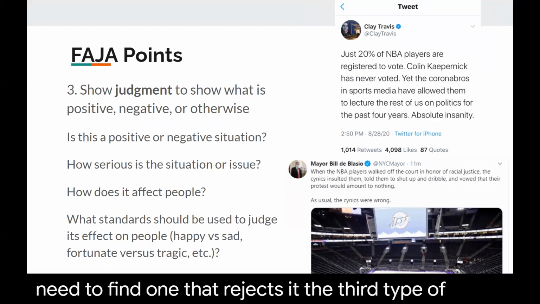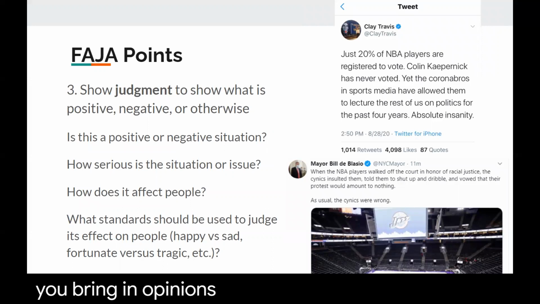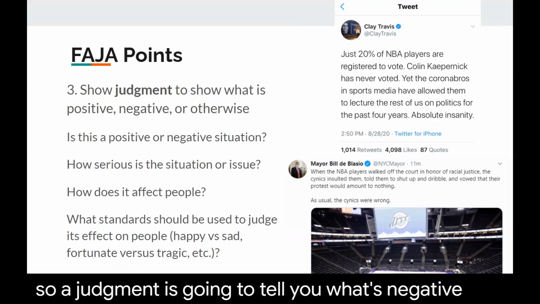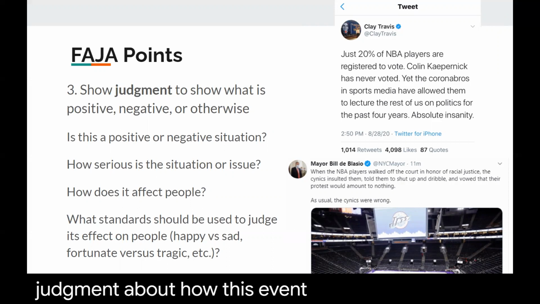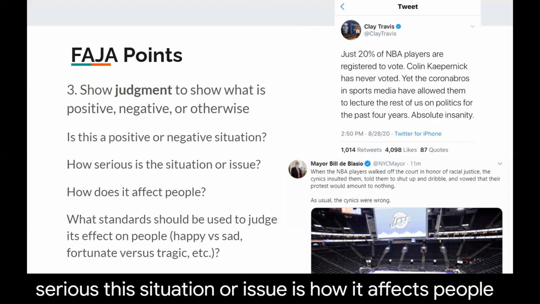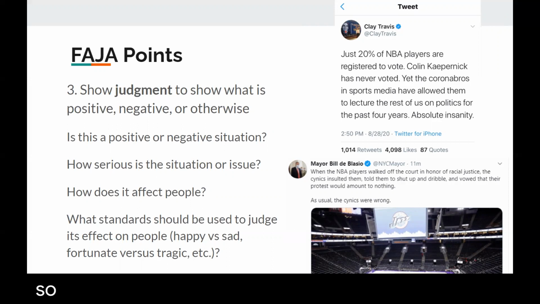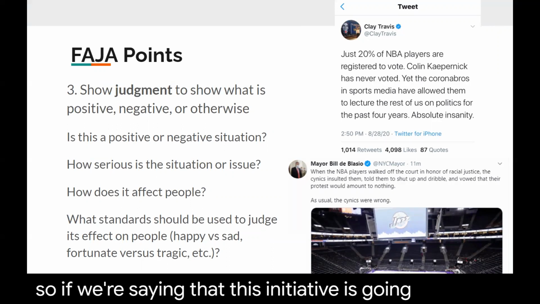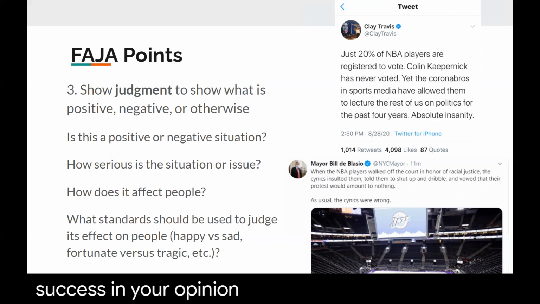The third type of media writing is judgment writing, and this is when you bring opinions and judgments into your piece. So a judgment is going to tell you what's negative, positive, or neutral about the situation. You're making a judgment about how this event or circumstance should be interpreted. You need to discuss how serious the situation or issue is, how it affects people, and what standards should be used to judge its effects. So if we're saying that this initiative is going to be successful, what are the key indicators of that success in your opinion, in your judgment?